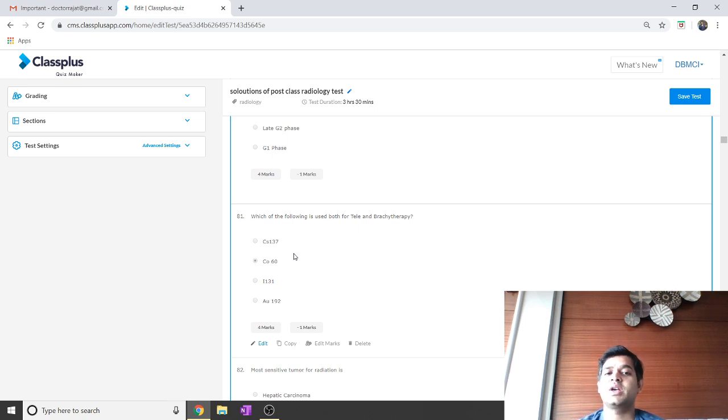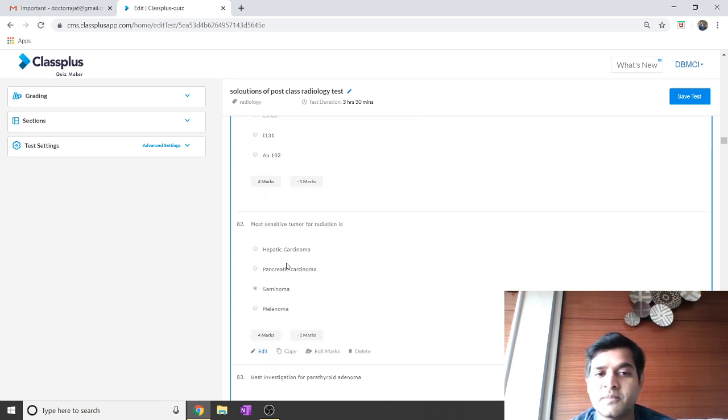Cobalt 60 is used in both tele and brachytherapy. Cesium 137 is also used, but as an individual isotope, cobalt is a better answer than cesium 137. However, if the choices would have been between cobalt and cesium, because two isotopes of the cesium are used, 137 and 131, in total, cesium would have been the better answer. But since it is talking about only one isotope, cobalt 60 is a better answer than cesium 137.